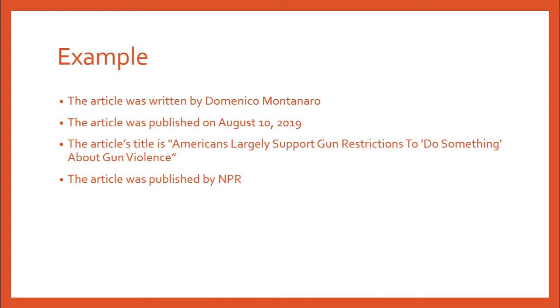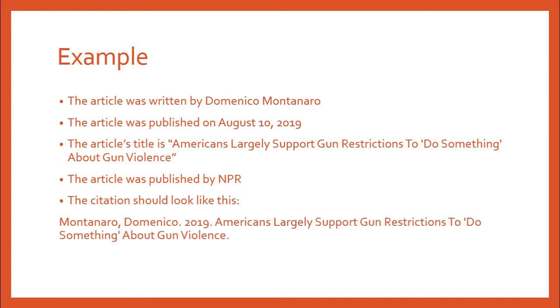So, when we go to write the bibliography citation, first we write the author's last name. When you write the author's name, which comes first, you put the last name, then a comma, then their first name, and then a period. After that, you include the year that a specific article was published. Because this NPR article was published in 2019, you just put 2019, then another period.